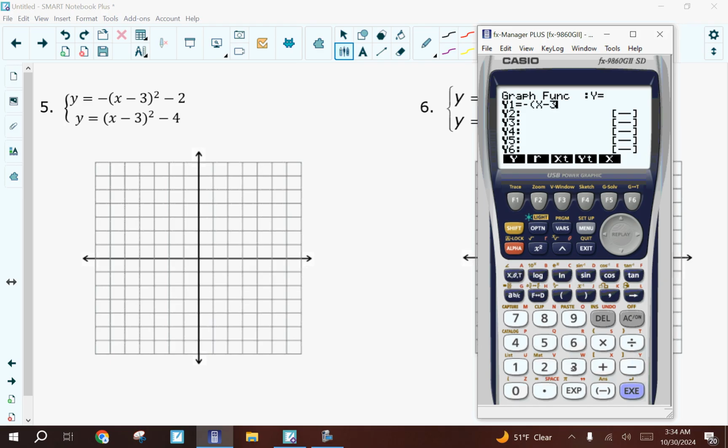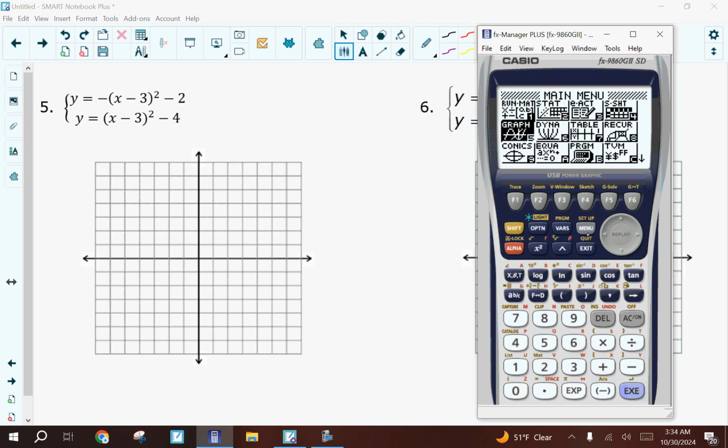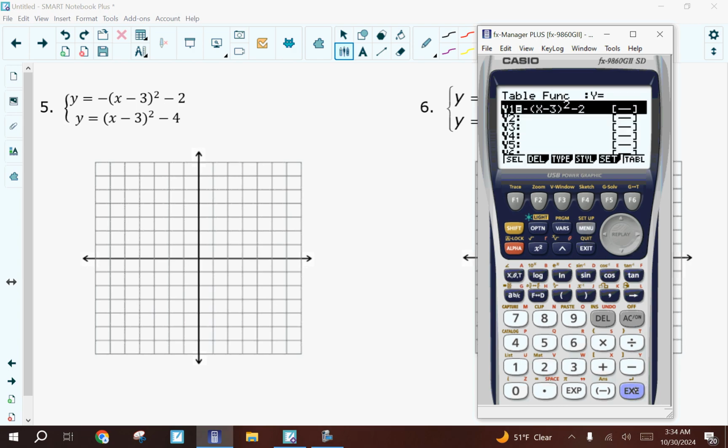I'm going to go to the table. I'll put all my points in. So menu, go to the table. So this one's going to be way too big. And it looks like these graphs only go to 7, so I'm going to go all the way to here. So 1, -6, 1, 2, 3, 4, 5, 6.